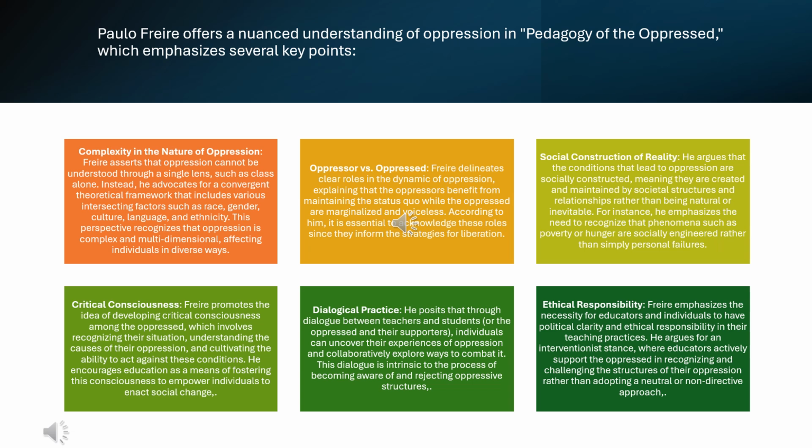So what Paulo Freire talks about here is also this idea of understanding that there's going to be difference within the classroom.